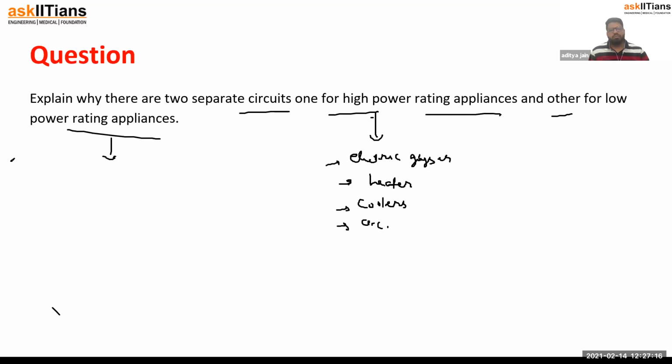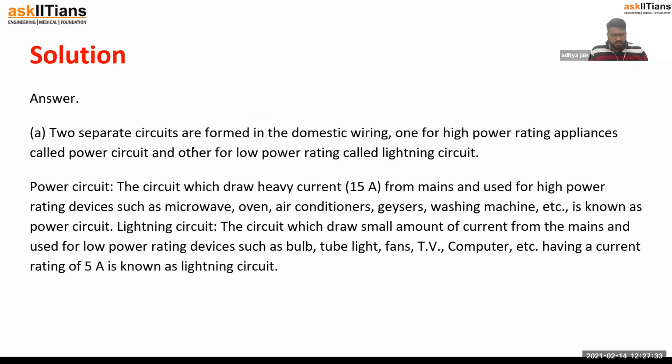What are low power rating appliances? These can be fans, bulbs. These are some examples of low power rating appliances. So the question is asking, explain why there are two separate circuits, one for high power rating appliances and another for low power rating appliances. The answer is that two separate circuits are required. One is of 15 ampere and the other is of 5 ampere generally.